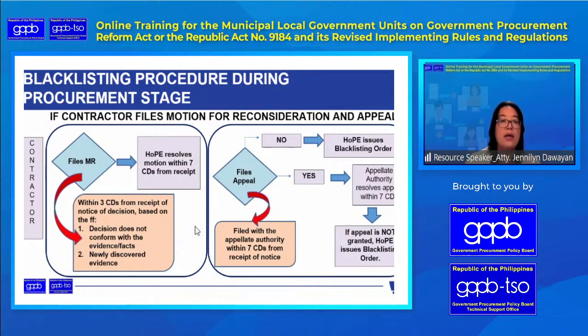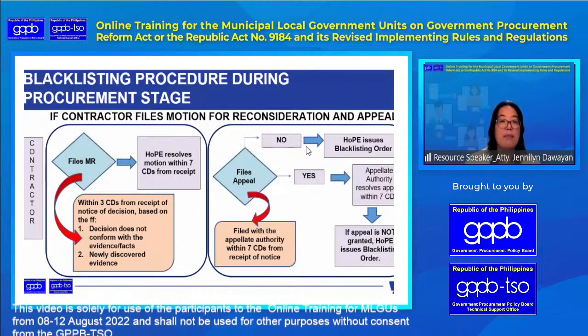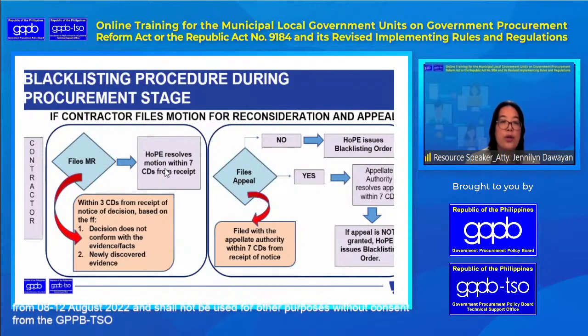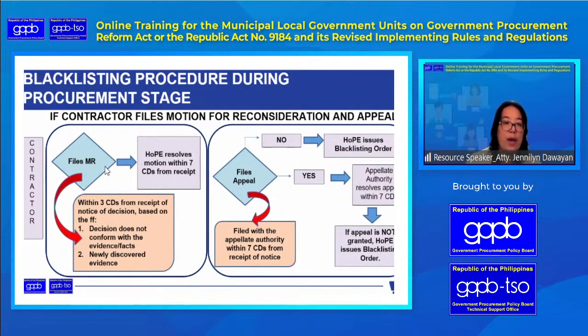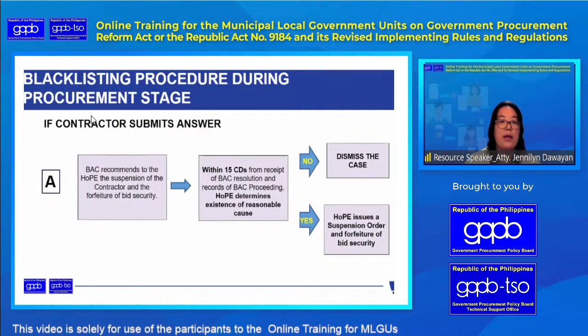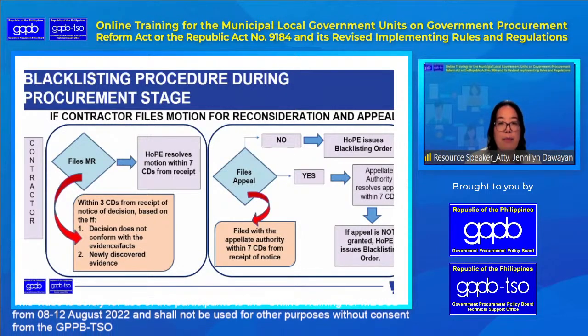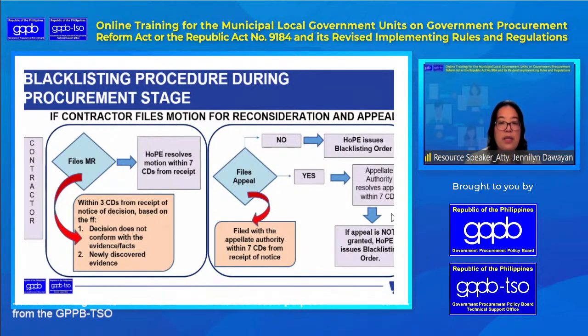And then, kung ano pa rin, kung denied pa rin, then there is still an area where they can now file for appeal, di ba? So, if he does not appeal on the decision or on the MR, kasi di ba, ina-appeal niya yung MR dito eh. Ito naman, in-MR niya yung decision, di ba? Yung suspension, for example. Now, nag-file siya ng appeal. The appellate authority resolves the appeal within 7 calendar days.